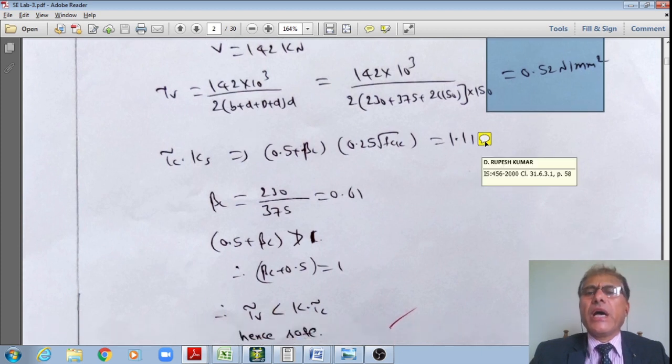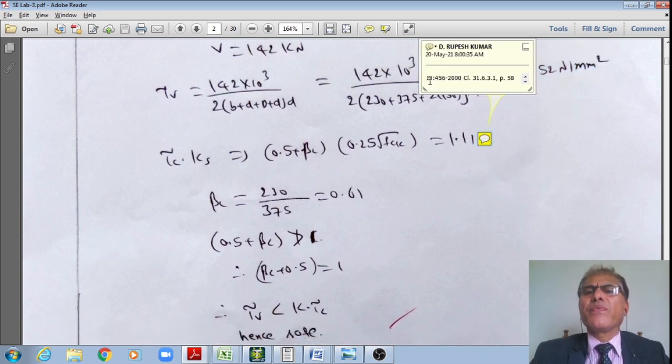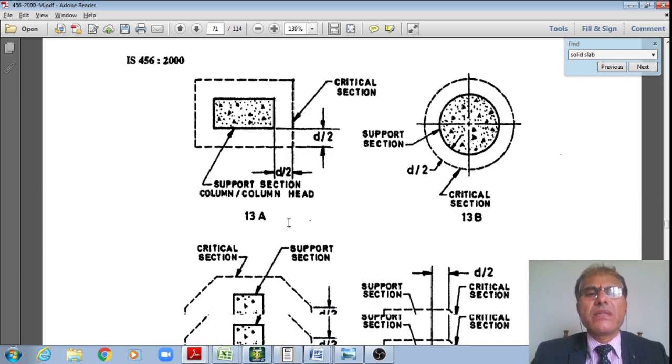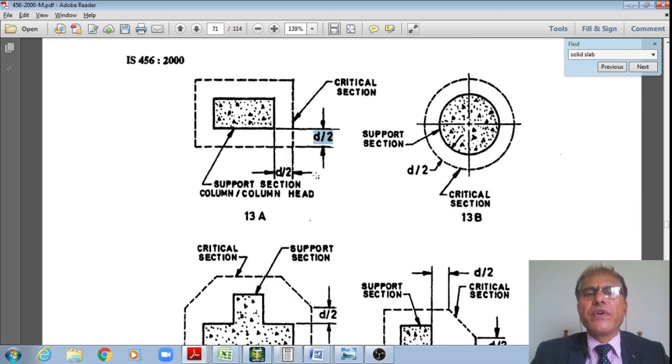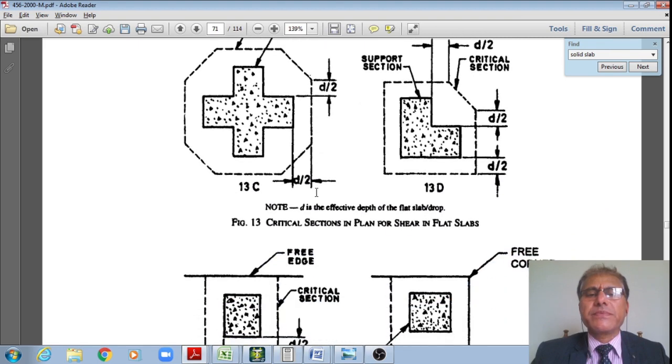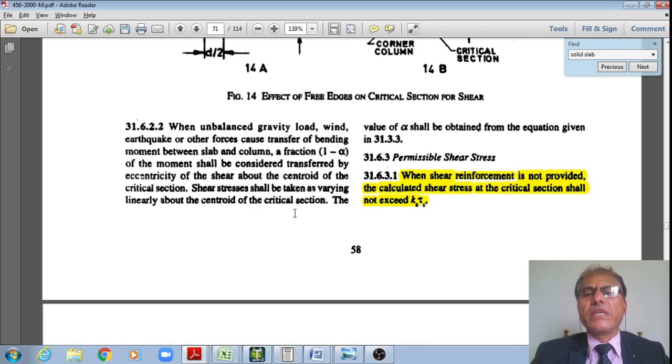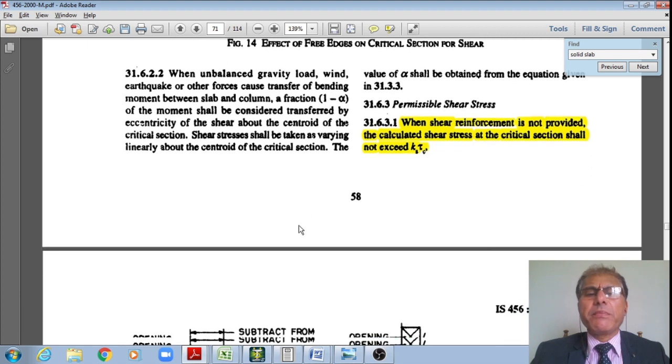Whereas, as per IS 456 2000, clause 31.6.3.1, page number 58, right? Therefore, I am there on page number 58. Now the code says that that is how it should be checked at a distance of D by 2. Actually, this is applicable for flat slabs. The same is also applicable for the footings also, student.